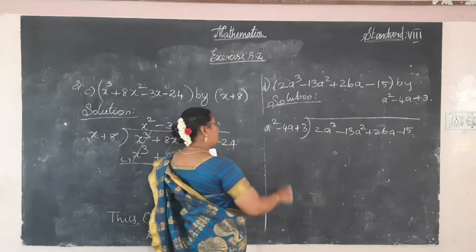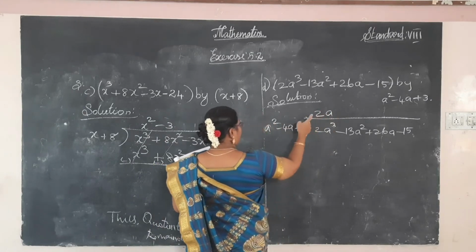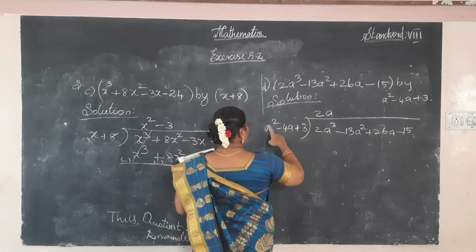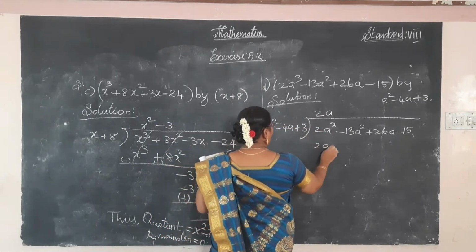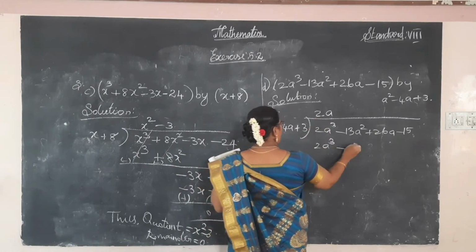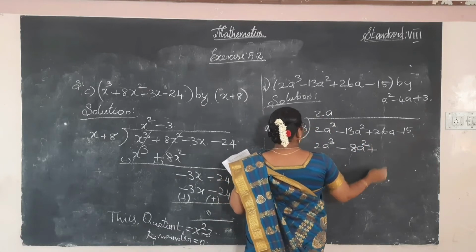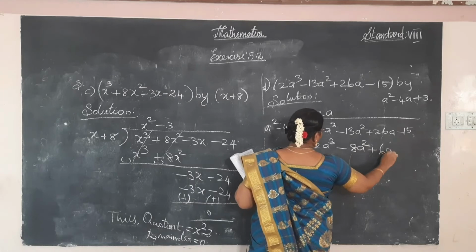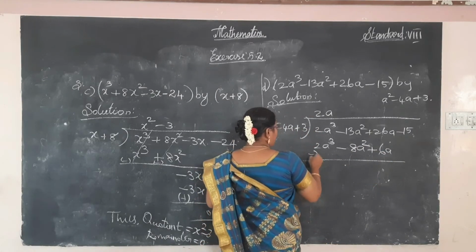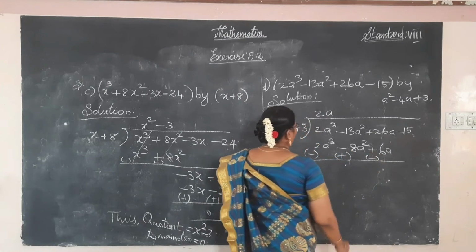So 2a cube divided by a square gives 2a. Multiply each term of the quotient by the divisor. Okay, so 2a into a square, 2a power 3. Next term, plus into minus, minus; 2 4s are 8, a into a square; 2 3s are 6 into a. Now write the additive inverse. So negative, positive, positive change to the negative, okay, cancel.